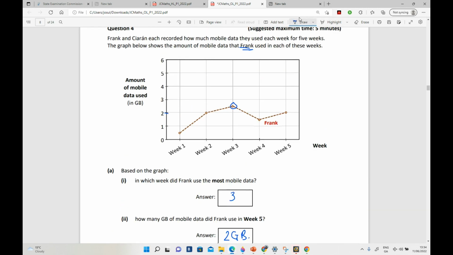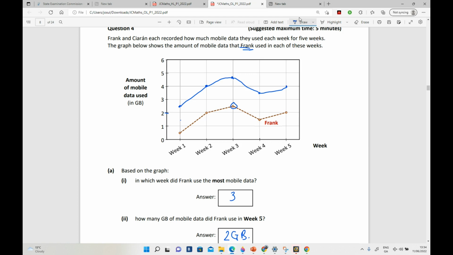So you're going to plot 2 more here, which would mean it's 1, 2, so that's 1 point. So this one is 2, so it means Kieran used 4. This one is 2.5, so he used 4.5. This one is 1.5, so he used 3.5. And this one is 2, so he used 4. So the plot is going to be like this for Kieran.